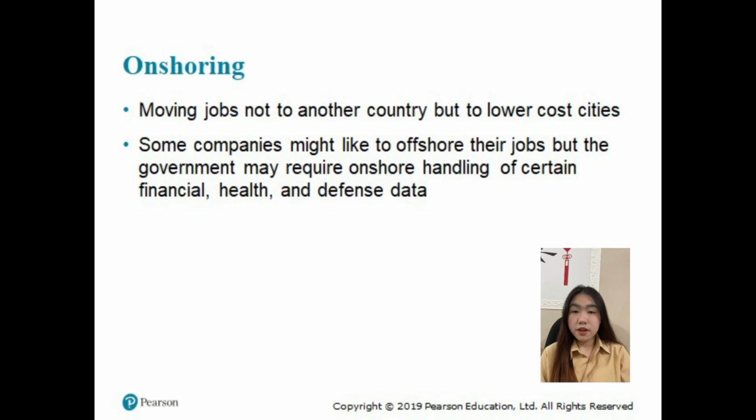Now I want to present about onshoring. Onshoring involves moving jobs not to another country but to lower cost cities. Some companies may like to offshore their jobs, but the government may require onshore handling of certain finance, health and defense data. Onshoring, however, is a little used practice, especially in the tech industry such as IT, because there is not a lot of financial benefit for the business that outsources the job.